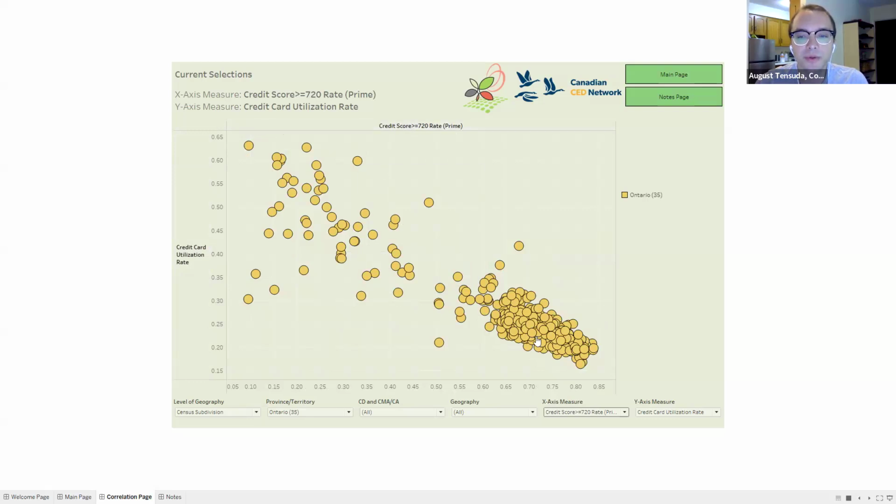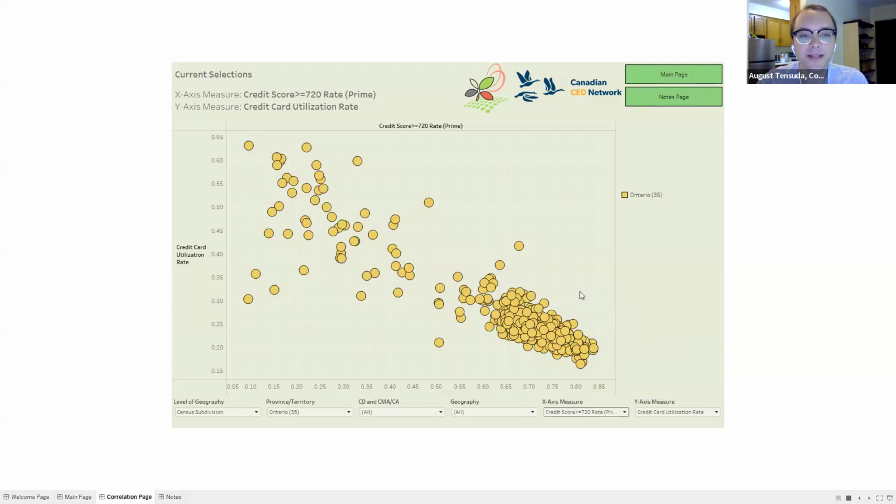But you can see the majority of people are clustered around this area with like 80% credit score in the prime rate and then 20% credit card utilization rate. That seems to be where everybody's clustering. But then you can take a look and there's sort of outliers here. There's a big spread happening on this left side of this graph. It's very tight on this right side of this graph, but there's a big spread on the left side.